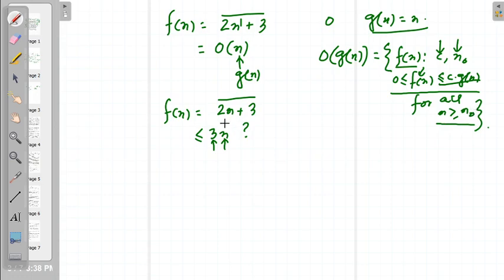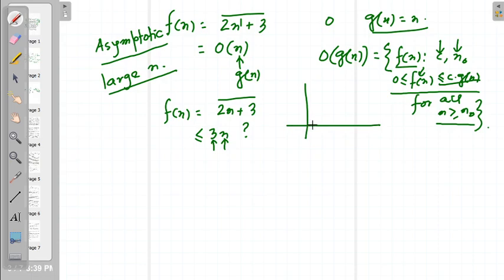Initially it might be the case that 2n plus 3 is not less than or equal to 3n, but we are dealing with some asymptotic analysis. That means whenever we do algorithm analysis, we talk in terms of large n, right? So we should not be confining ourselves to 5 numbers, 6 numbers, something like that. We should be considering 10,000 numbers. So initially it may be the case.